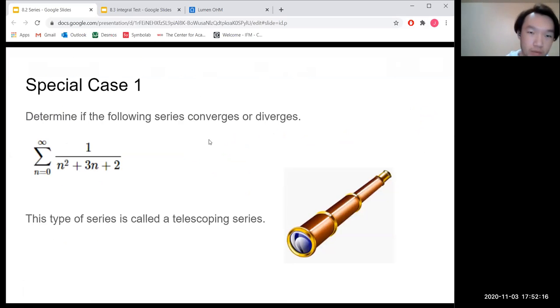So the next one is a special case of series. We talked about geometric series. Obviously not all series are going to be geometric series, right? That's a very specific type of series. So now we're going to learn about some other series that are not geometric series. This one right here is one example. Let's see if we could figure out whether this series converges or diverges.